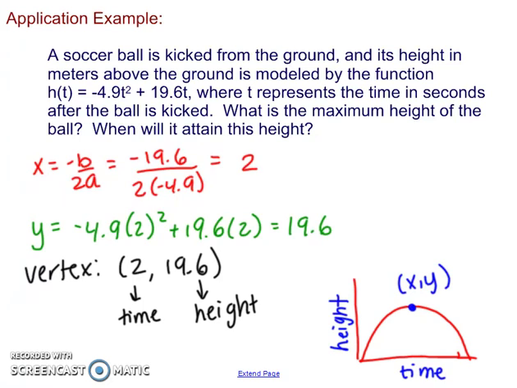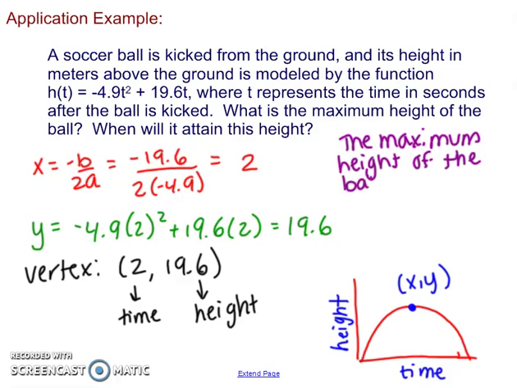So when we're answering the question, what is the maximum height of the ball? We want to answer it, and we can say the maximum height of the ball is 19.6 feet. Oops, meters. And make sure you pay attention to the units that you're supposed to be using. So it's just not 19.6, it's 19.6 what? So it's 19.6 meters. So that's our first question.